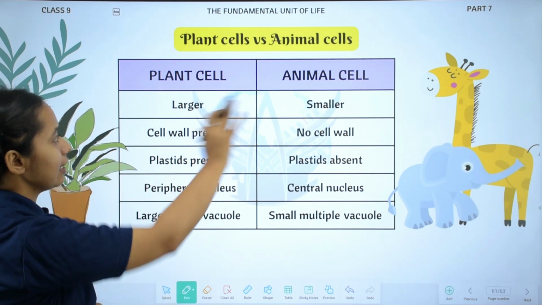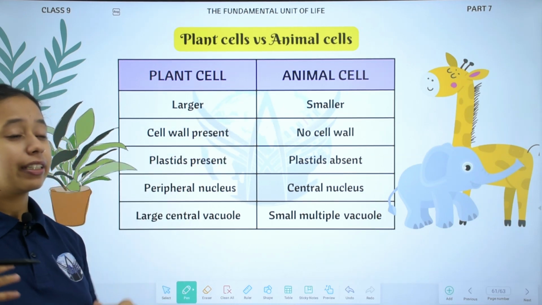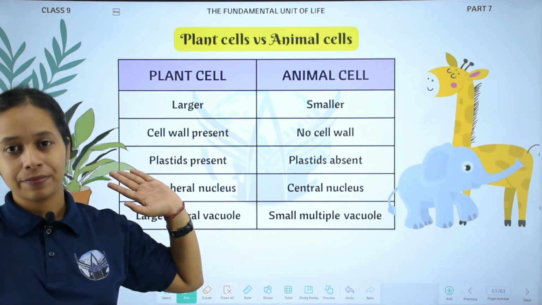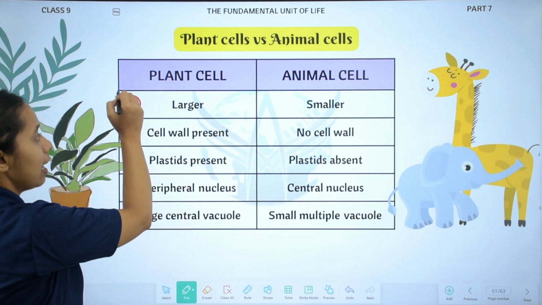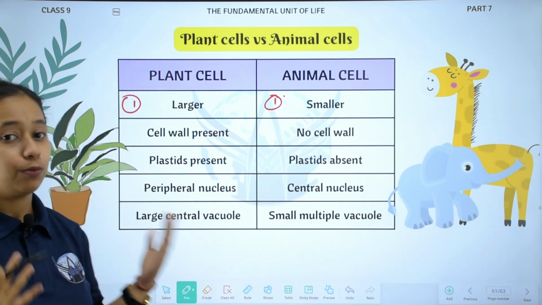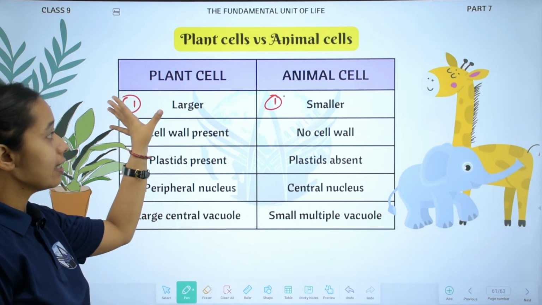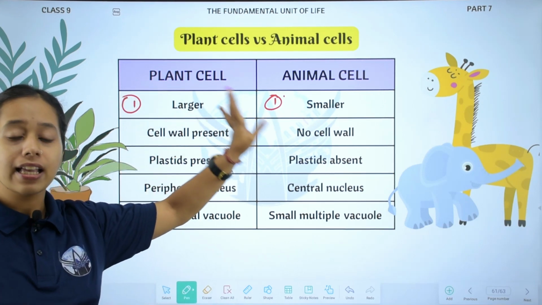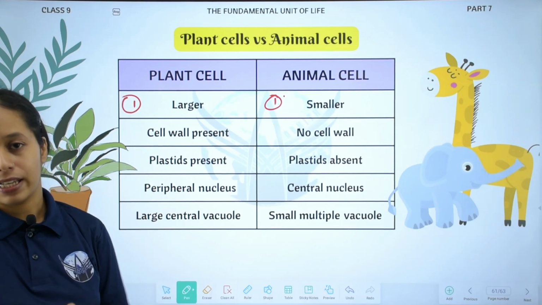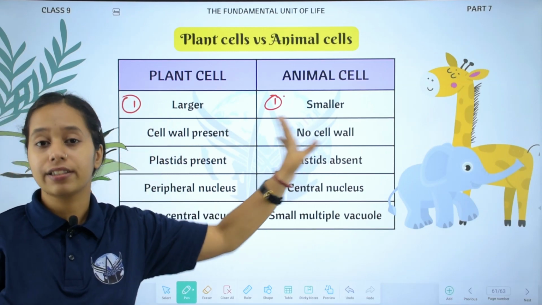So, plant cells and animal cells. Plant cells are comparatively larger in size as compared to animal cells. So we can say that plant cells are larger and animal cells are smaller. Plant cells are larger as compared to animal cells, and animal cells are smaller as compared to plant cells. This is the general difference.